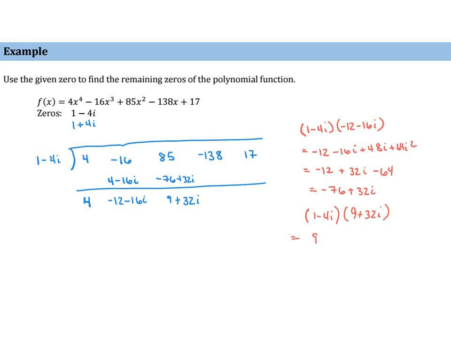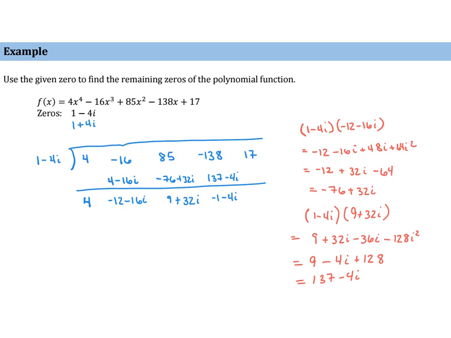If we FOIL, we obtain 9 plus 32i minus 36i minus 128i squared. So this gives us 9 minus 4i plus 128. So 137 minus 4i. If we add, we get negative 1 minus 4i. So now we should have a remainder of 0.